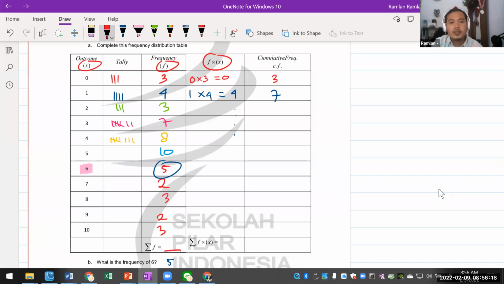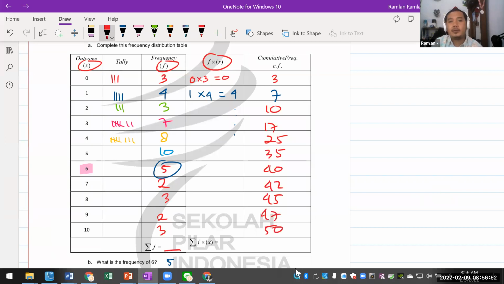So notice that you only need to add this number here with the one in here. After you get the number in here, you add it again in here, and so on. So for this one, 7 added with 3 will be equal to 10, and then plus 7 will be 17. And then added with 8, you get 25. Added with 10, we get 35. Added with 5, you get 40, 42, 45, 47, and 50, right?